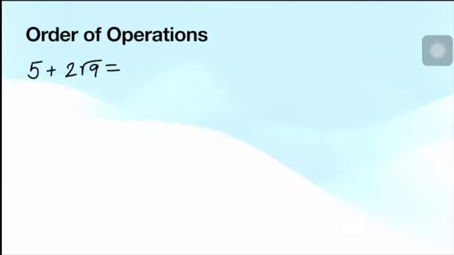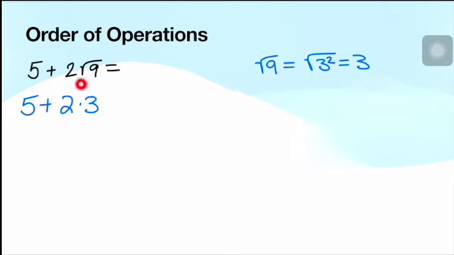Here's another one. 5 plus 2, and this symbol right here is a square root. So 5 plus 2 square root 9. There's no parentheses, so then I would move to the exponents. And we actually do square roots at the same time that we would do exponents. You can think of a square root as similar to an exponent. So square root of 9 basically means what squared would give you 9. And so you really just have to think about your times table. 9 is the same as 3 squared, so square root of 9 is 3.